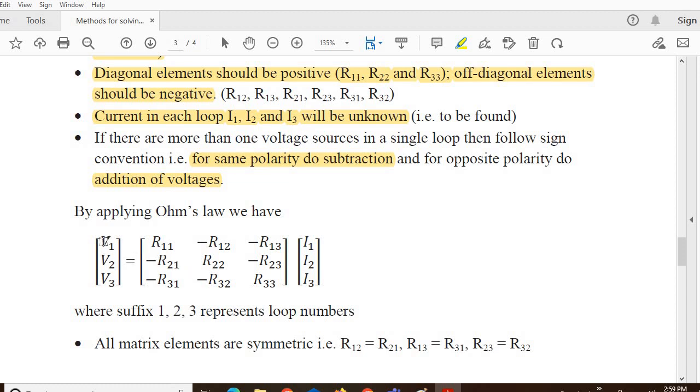There are 3 voltage sources, V1, V2, V3, followed by the resistance matrix. As per the rule, the diagonal elements will be taken as positive, so R11, R22, R33 will be positive, and the off-diagonal or non-diagonal elements will be negative: minus R12, minus R13, minus R21, minus R23, minus R31, and minus R32. One more important thing is that the matrix elements are symmetric. That means whatever the value of R12, it is the same for R21; R13 is the same as R31, and R23 is the same as R32. Right?